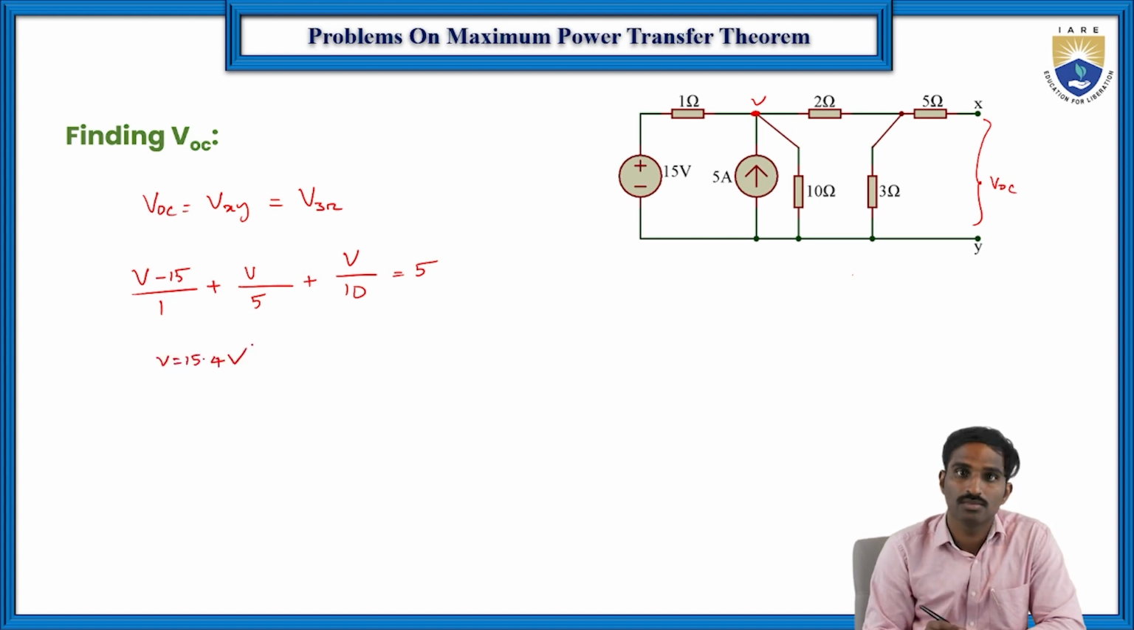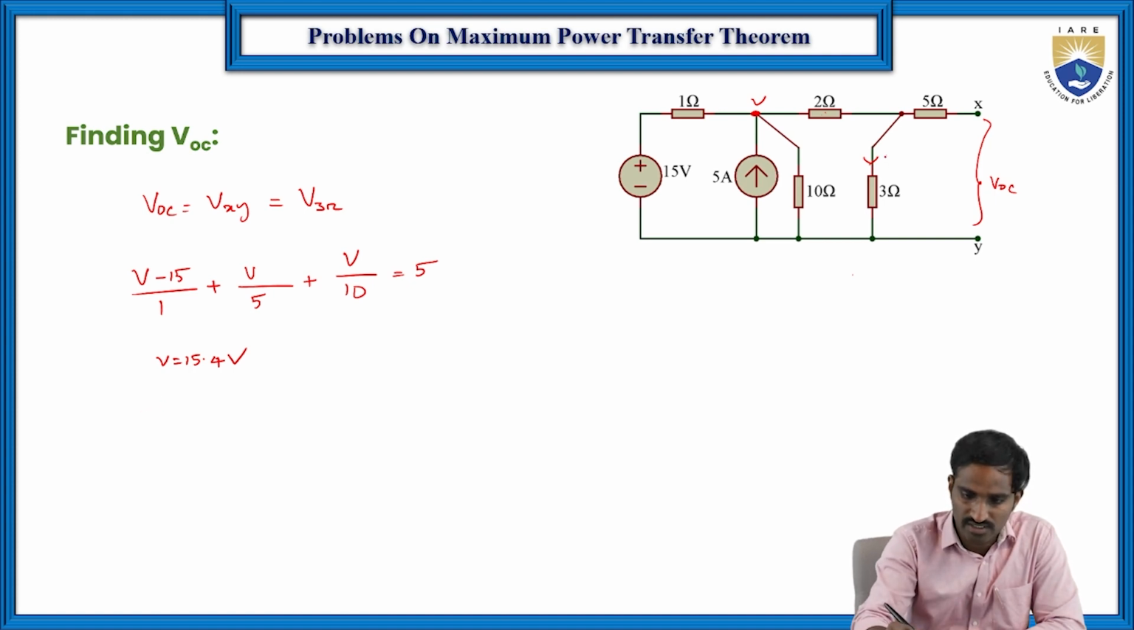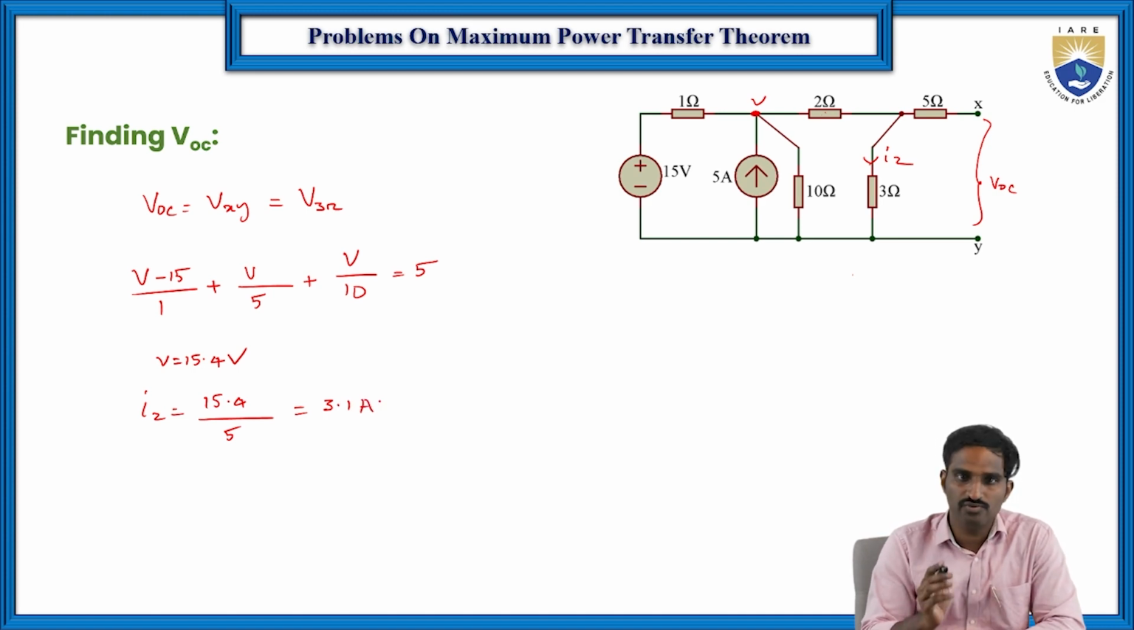Right? But we need to find the current flowing through this 3 ohms resistor. These two, 2 ohms and 3 ohms, are in series, which means a 5 ohms resistor. Let us consider this current as I2. So I2 is equal to the potential V, 15.4, by 2 plus 3, that is 5. Then I2 is equal to, again, 3.1 ampere. In the previous case also we got the same value, and in this case also we got the same value, right?